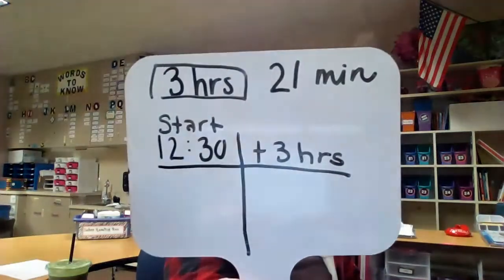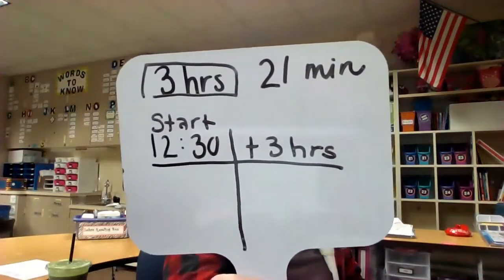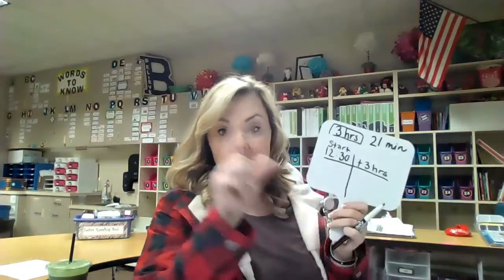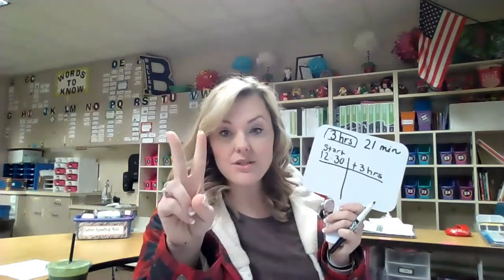So I could use the number line, the timeline, but I think this one would be a really good one to show you the T-chart again. So I'm just going to make this into a T-chart. And I know this is my start time. And I'm going to add 3 hours. I'm going to hold it close for you to see. So I'm going to take the 12:30 and count up. 12:30 to 1:30, 1:30 to 2:30, 2:30 to 3:30. So I'm going to put my 3:30 right here.